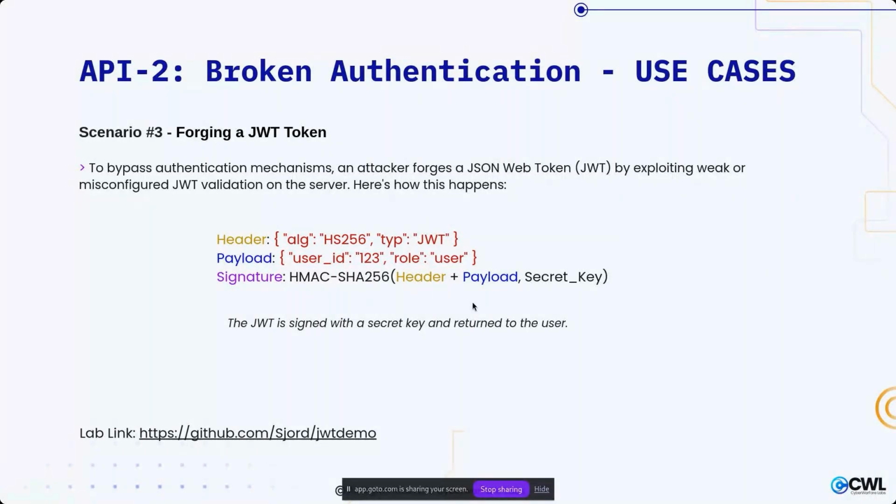So the vulnerability mostly occurs in the secret key or the algorithm. As I mentioned here, the JWT is signed with a secret key and returned to the user. So if someone is using a weak secret key like admin or 123456, then yes, we can brute force the secret key. And in this particular session, we will also see how we can brute force the secret key, and how, using the none algorithm, we can bypass the security.